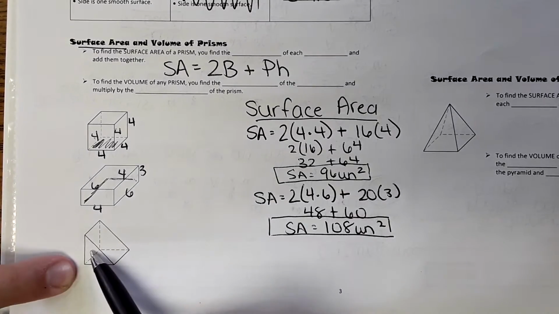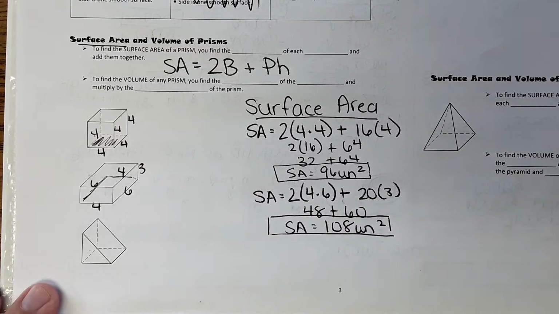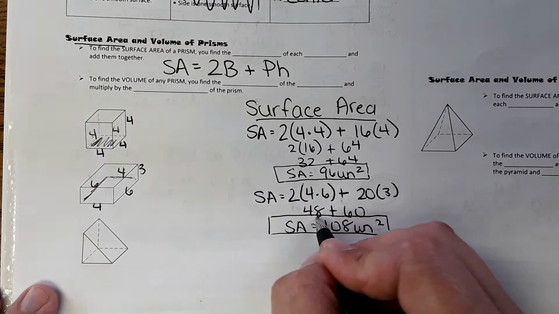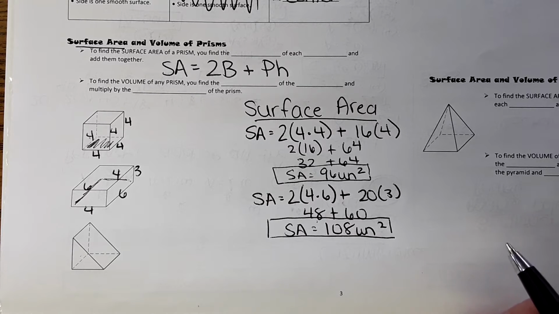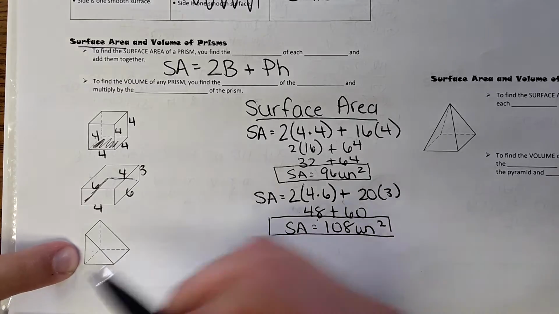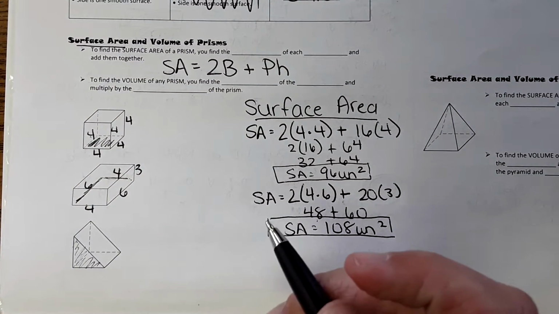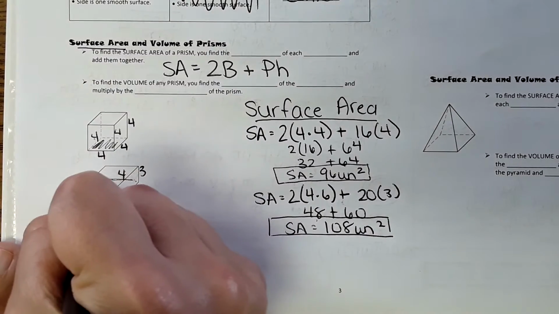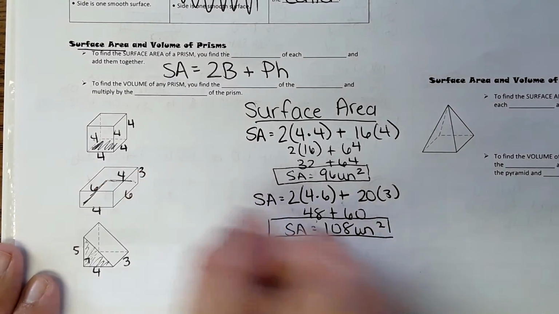Okay, next one is a triangular prism. 4 times 6 is 24. Yeah, times 2. I combined steps, sorry, yeah. Okay, so now we're dealing with a triangular prism. The base here is this triangle, so we need to find the area of that triangle. Plugging in the dimensions, we have 5, 4, it's a right triangle, and we'll call this 3.